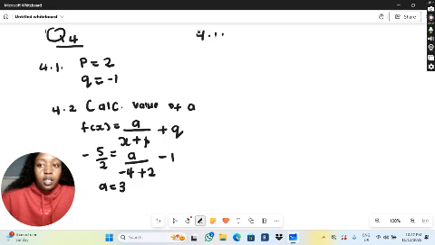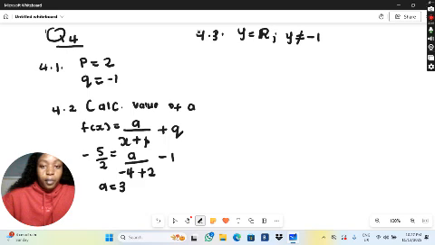4.3. We have write down the range of f. So the range is equal to the set of real numbers where y is not equal to negative 1. So for 4.4 we are going to move fast, guys, because of time.